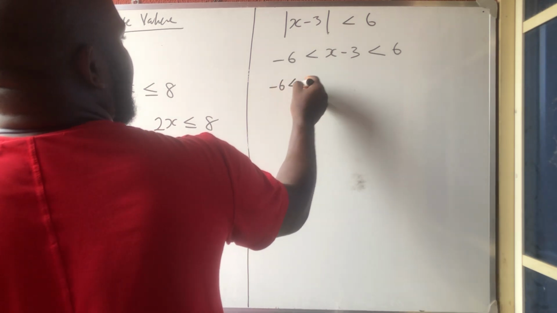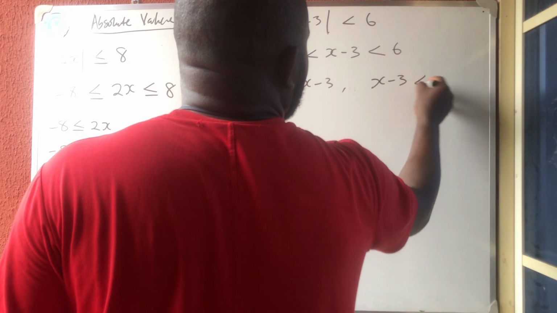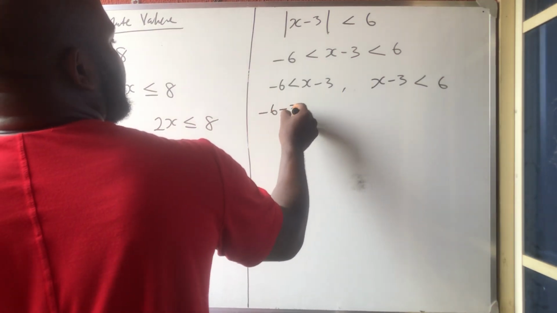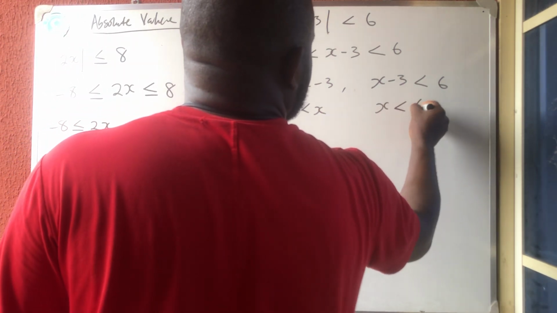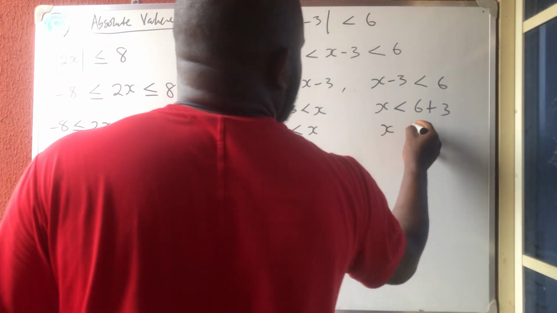So minus 6 is less than x minus 3. Bring out that side. And x minus 3 is less than 6. So take this to this side. Minus 6 plus 3 is less than x. x is less than 6 plus 3. So minus 3 is less than x, and x is less than 9.